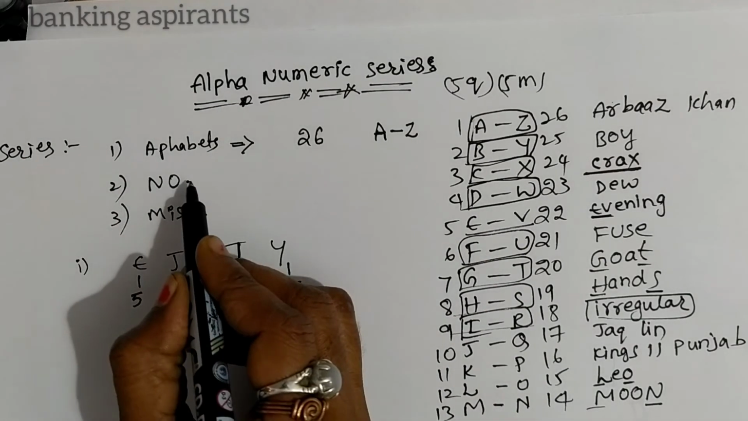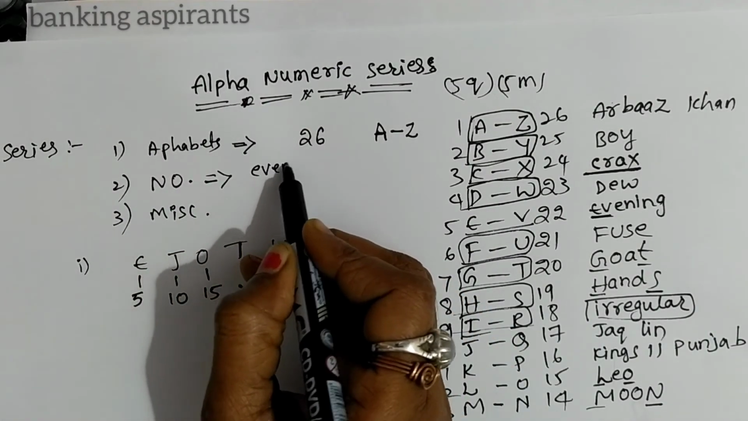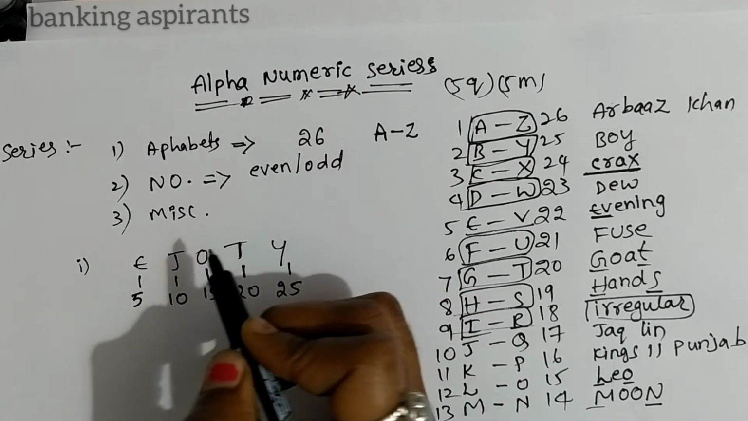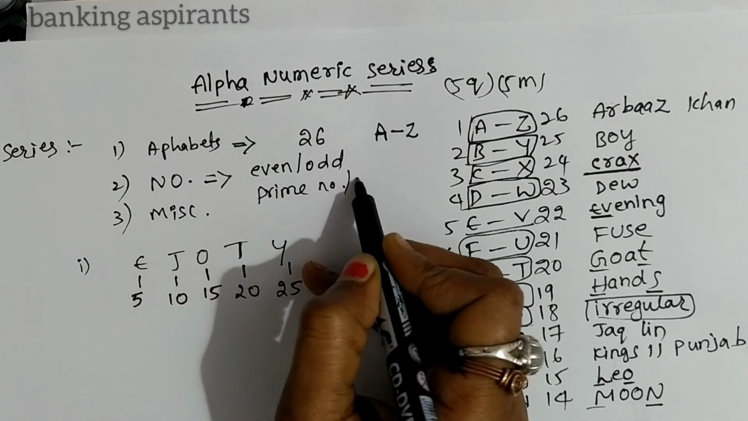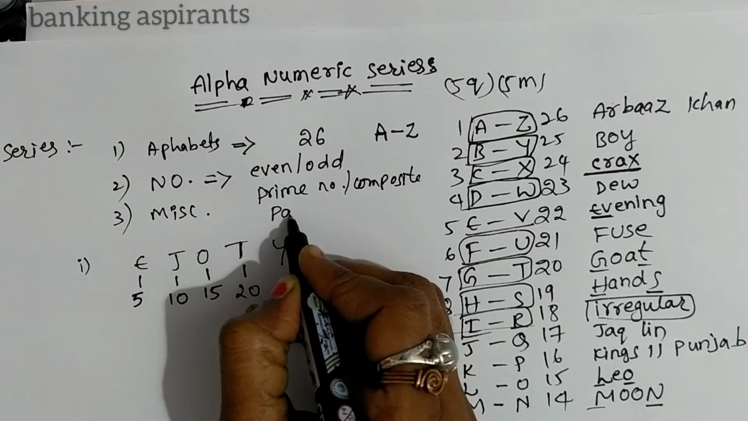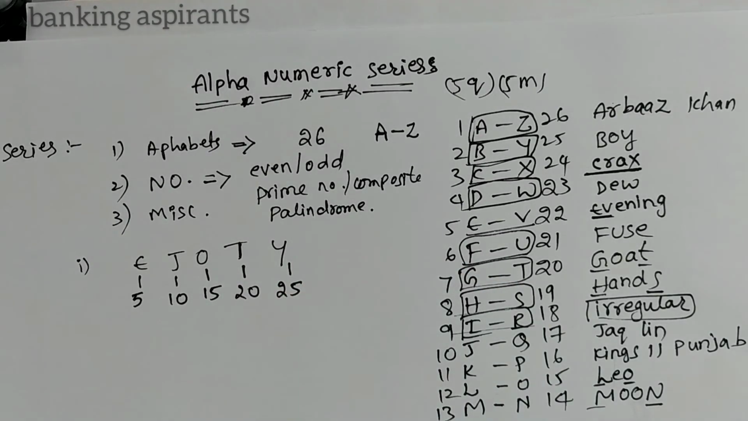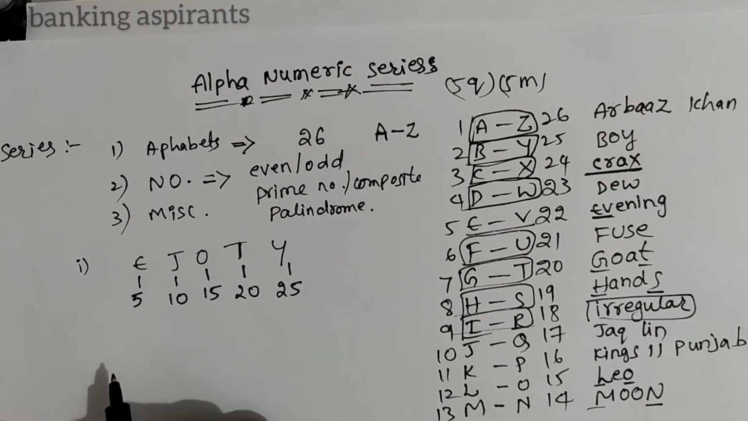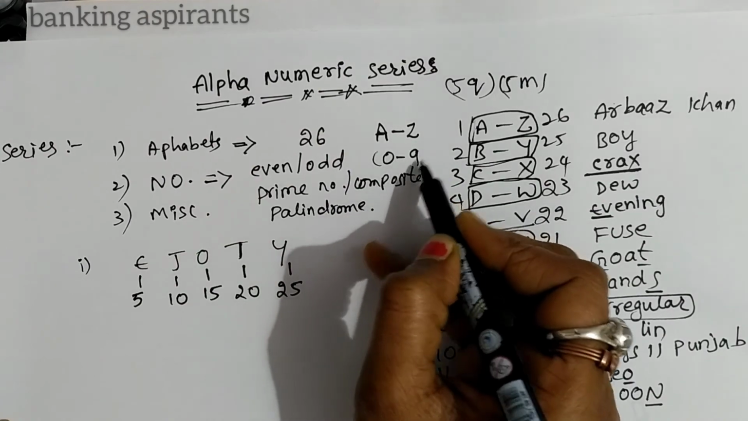Next, coming to the number series. In this we should remember even and odd numbers, prime numbers, composite numbers, and palindrome numbers. We should remember these types of numbers. By using this we can easily clear the number series. Here there is no problem in numbers. We know the combination of numbers is 0 to 9.